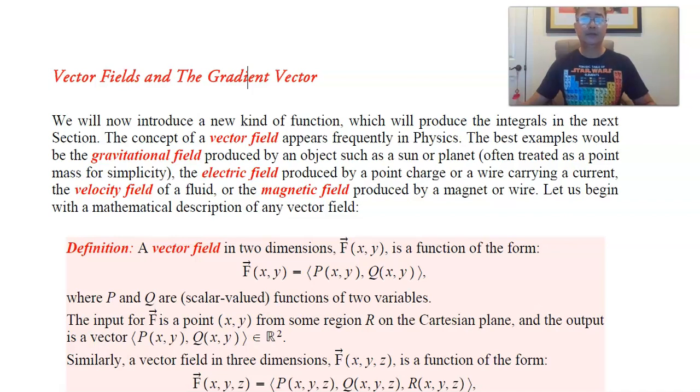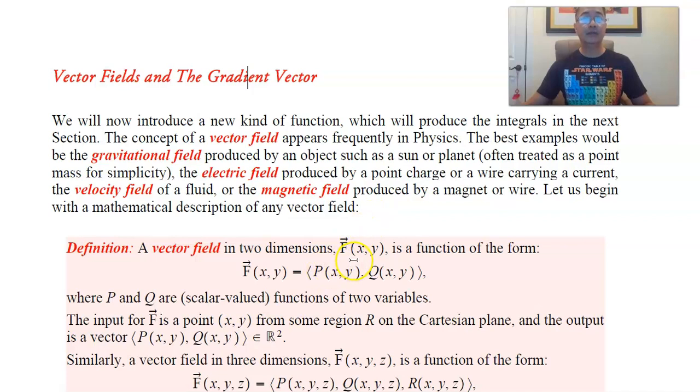All right, so here we are. And full disclosure, what we're going to look at today is really most relevant if you're studying physics, in particular gravitation or electricity or magnetism. So we're going to define what are called vector fields. And in physics, they are also known as gravitational fields, electric fields, velocity fields, and magnetic fields. There are two flavors depending on how many variables you have.